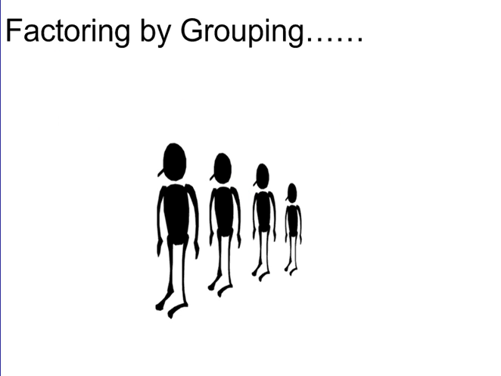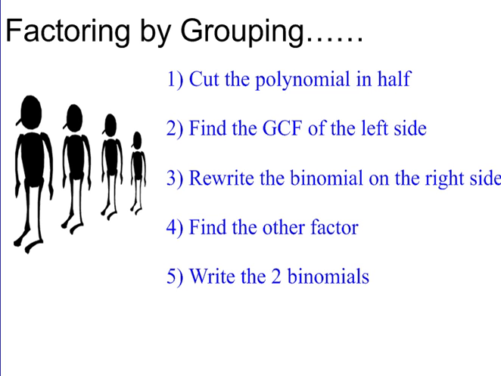Well, now let's talk about factoring by grouping. Factoring by grouping comes into play when we have 4 terms in the polynomial. So we're going to follow this little process. We're going to cut the polynomial in half, and then look on the left side and find the greatest common factor. Then we'll rewrite the binomial that we came up with on the left side. We're automatically going to drop it onto the right side, and then find the other factor that way, and then write the 2 binomials down, and those 2 binomials will work.